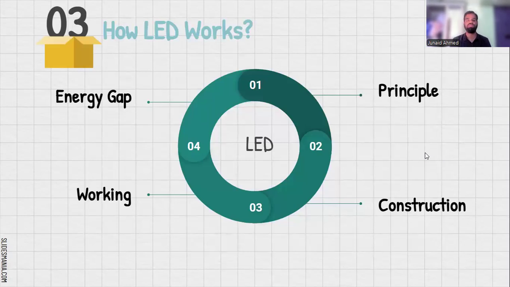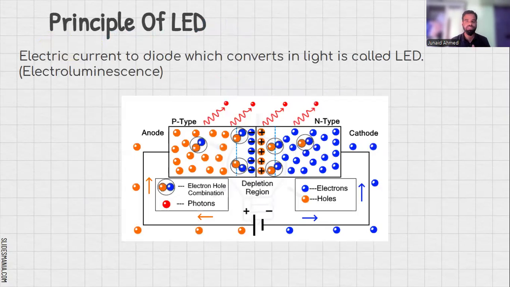Now, on the third slide, we will see how an LED works: principle, construction, working, and energy band gap for LED. If you understand the concept of the PN junction diode, the same thing we are going to discuss in LED also. Now, this is the principle of LED here.